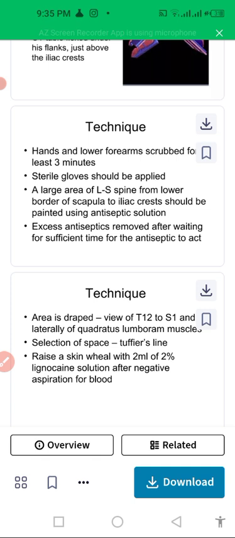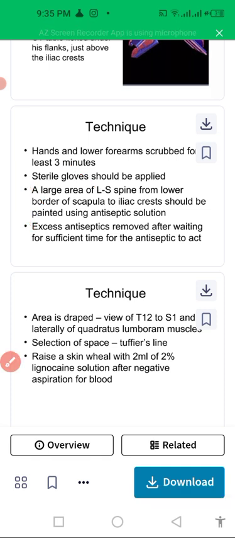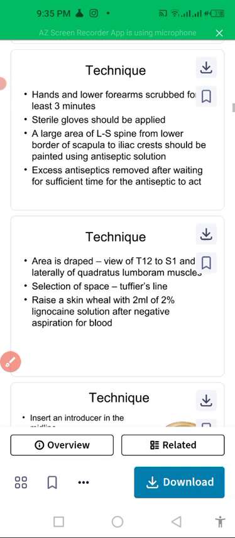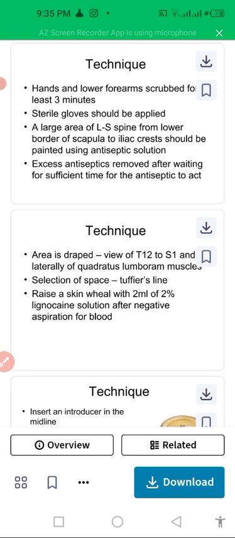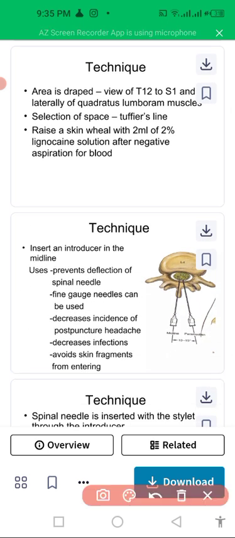The patient should be relaxed, with a large area of the lumbosacral spine exposed up to the lower border of the scapula. Excess antiseptic is removed after waiting sufficient time, and then you insert the needle for the spinal block. Insert the introducer in the midline to prevent deflection of the spinal needle. A fine gauge needle can be used, which decreases the incidence of post-puncture headache and decreases infection. Avoid skin fragment techniques.